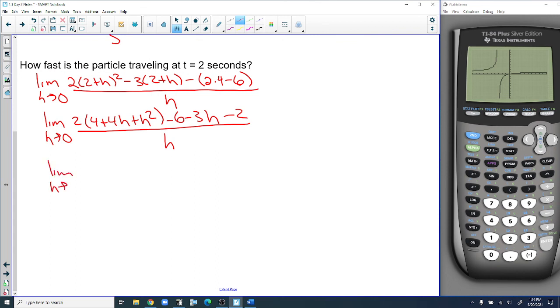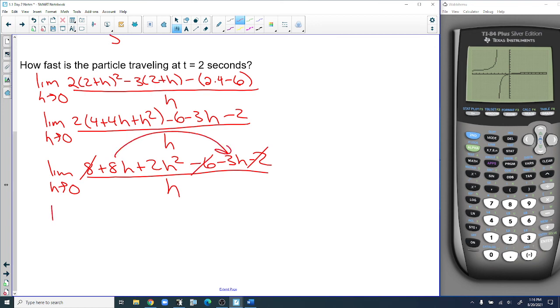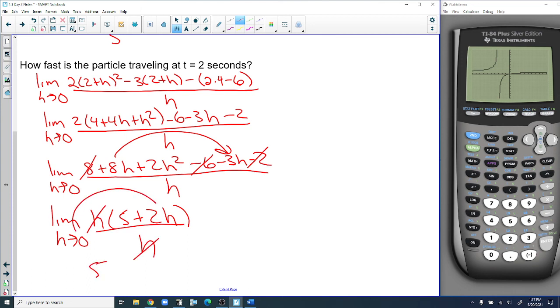Limit as h approaches 0 of 8 plus 8h plus 2h squared minus 6 minus 3h minus 2 all over h. Well, 8 minus 6 is 2, minus 2 is 0, 8 minus 3 is 5h. So we can factor out an h, and that'll be 5 plus 2h over h. Those cancel, plug in the 0, 5 feet per second.